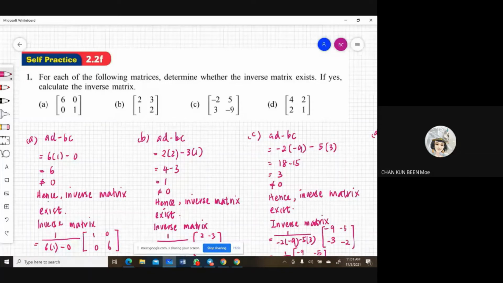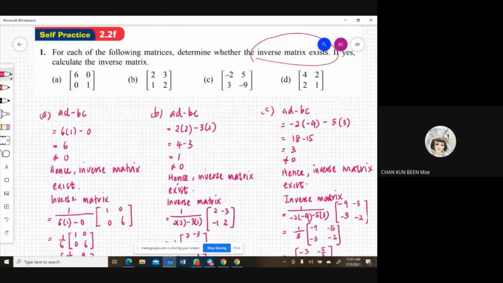So we already know that to determine whether the inverse matrix exists, the determinant must not be 0. Do you remember, class? If the inverse matrix exists, the determinant must not be 0. So if it is 0, then there's no inverse matrix. Remember this. So let us look at A first.